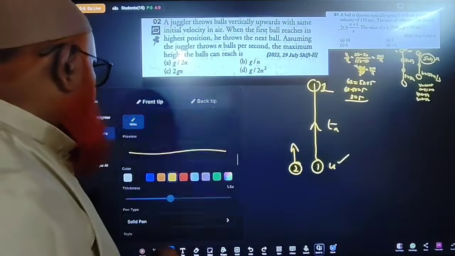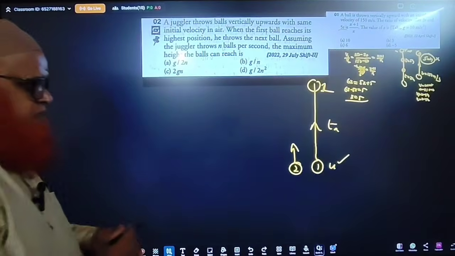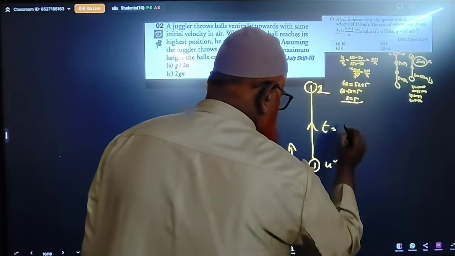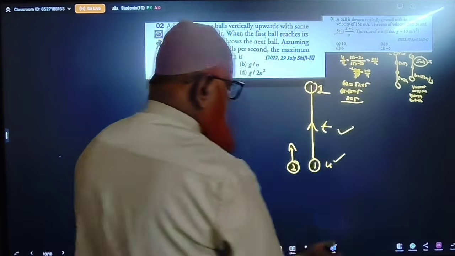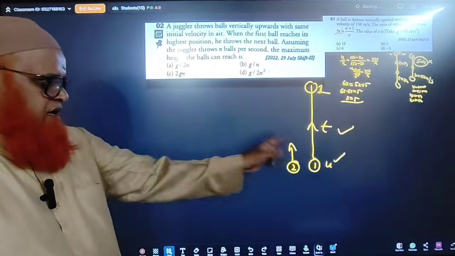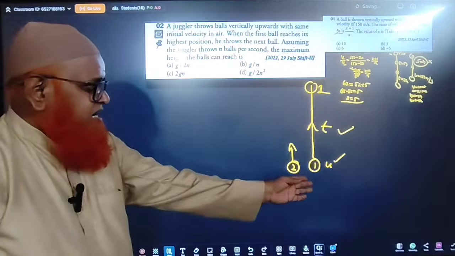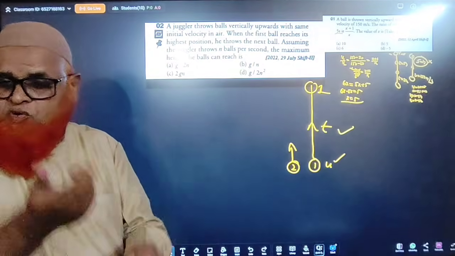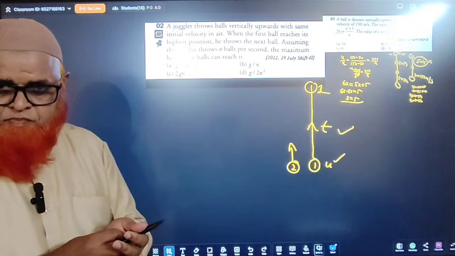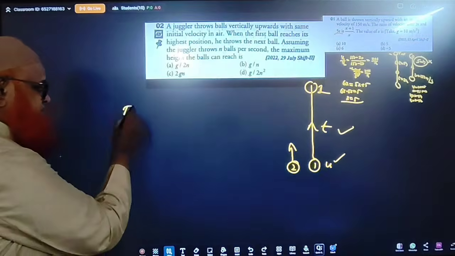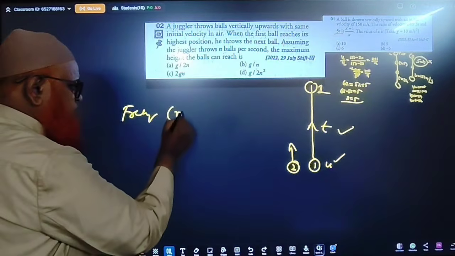Okay, now just see here how to solve this problem. See, if the time taken by the first ball to reach the maximum height is t. When it takes time t to reach the maximum height, in between he has to throw some other balls also. Then how many balls can he throw? That is called frequency, which is given by the letter n.